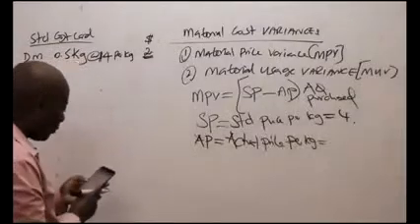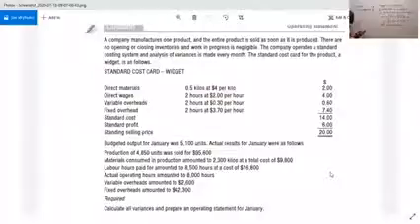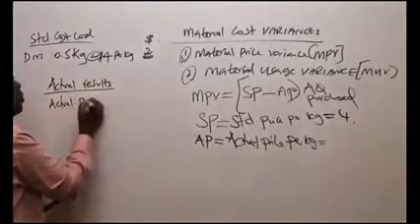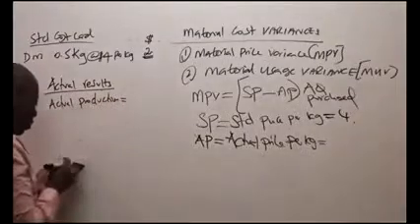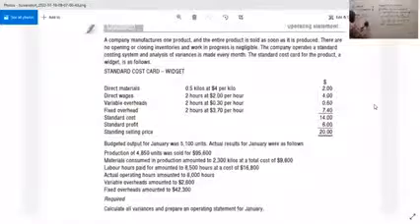If you look at the pinned question, go to the actual information, the information which is given after the standard cost card table. They are telling us budgeted output for January was 5,100 units. And then we have the actual results for January were as follows. In these actual results, they have given us the actual production. The actual production was 4850 units.